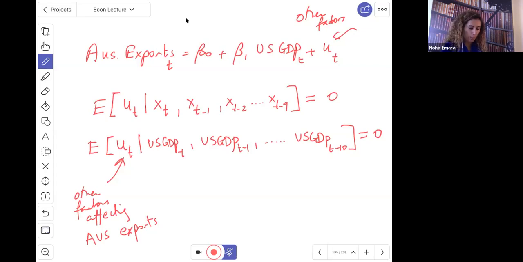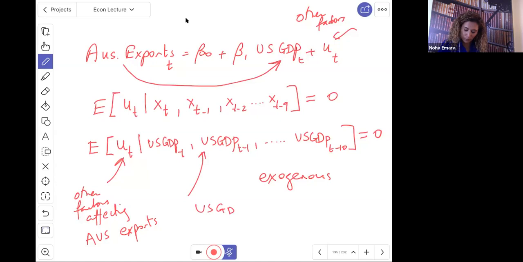So let's say, can I think of something that creates a link between these two and it goes this way? If I do, then this condition is not satisfied. So you want to make sure all the time that you have the exogeneity condition, or you can also add the future US GDP, T plus one, and then US GDP maybe 10 years more, so you go into the future 10 years. And we call this strictly exogenous.